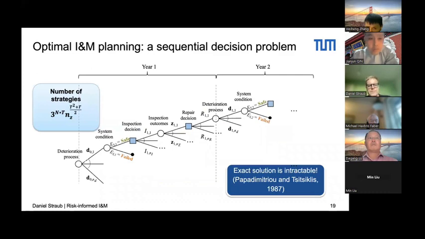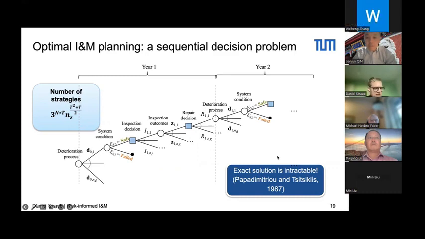Okay. Now, here the complexity is written. You see it's exponential with time and number of components. It's also polynomial with the number of the space of observations. So finding an exact solution is essentially intractable for real life problems, at least for general real life problems. The fact is, there are solutions for special cases, but not in a general case.